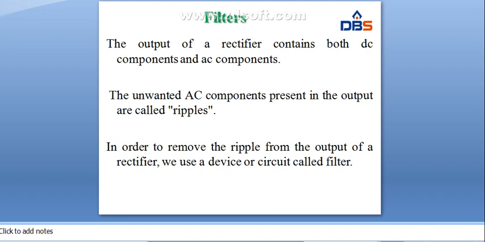First we will see what a filter is. The output of the rectifier is applied to filters. The output of the rectifier contains both DC components and AC components. Filters are used to minimize the undesirable AC. Our target is to convert AC to pure DC signal, and in that process we use rectifiers, filters and regulators.